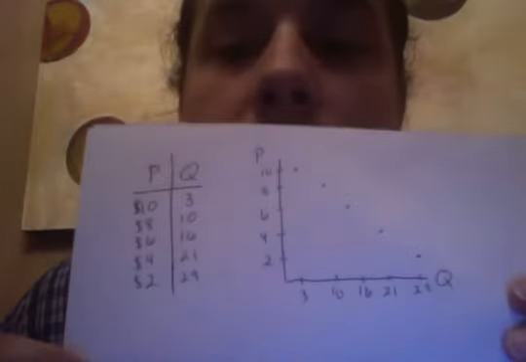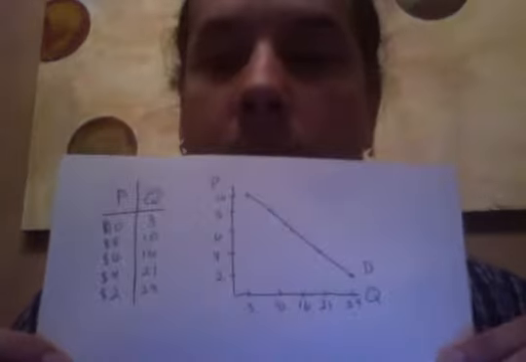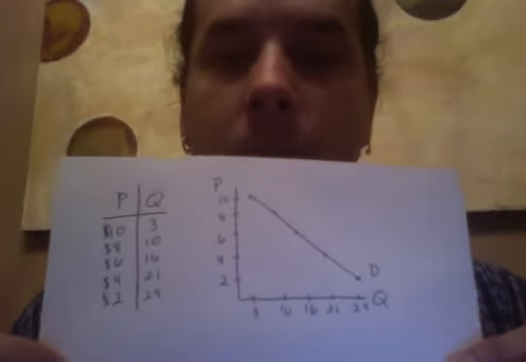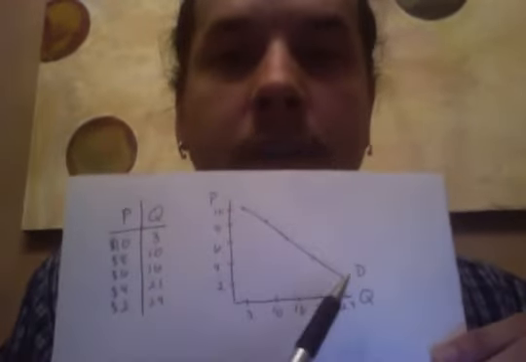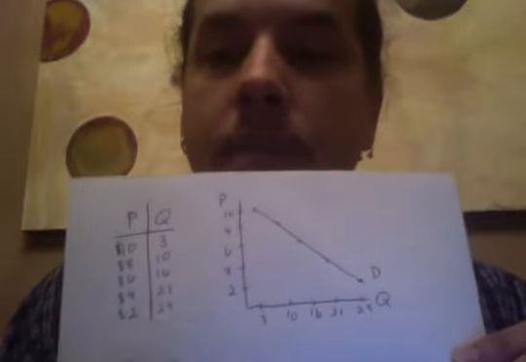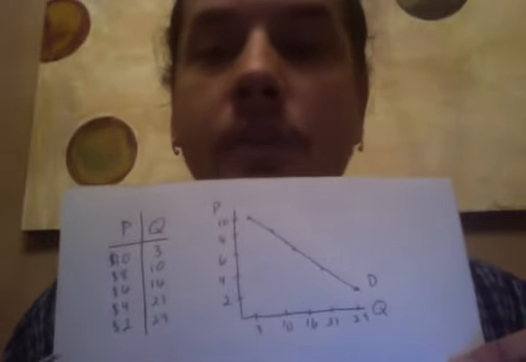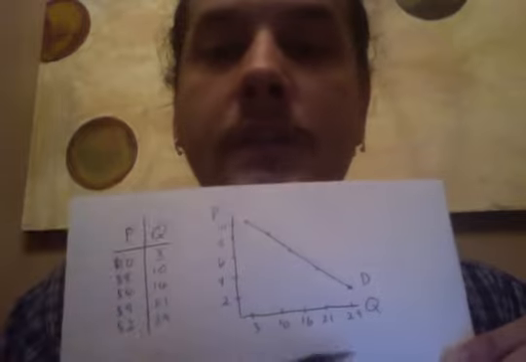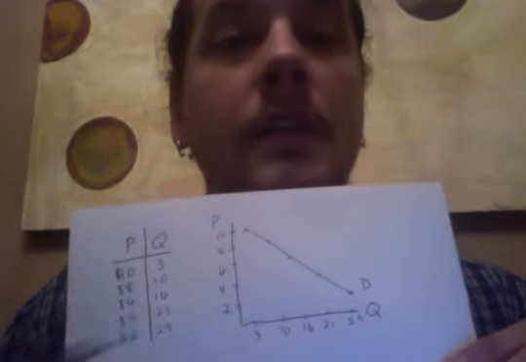And so, if you can see that, I've plotted all of those combinations of price and quantity demanded. And then I'm just going to connect the dots. If I connect all of those dots, what I'm going to see is that I've got my demand curve. And this demand curve is telling us the exact same thing that the demand schedule is telling us. It's showing us the relationship between the price and the quantity demanded at each price.